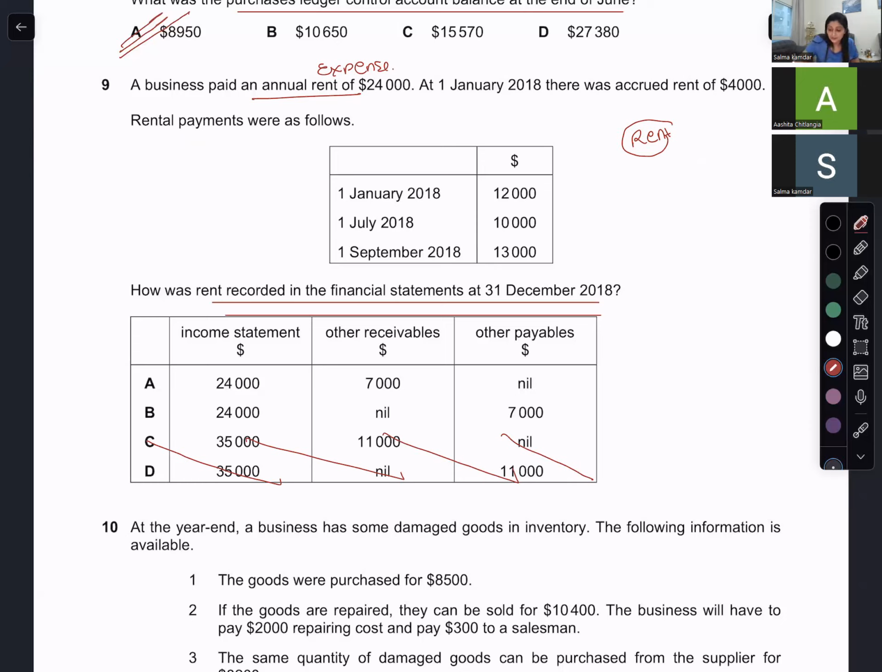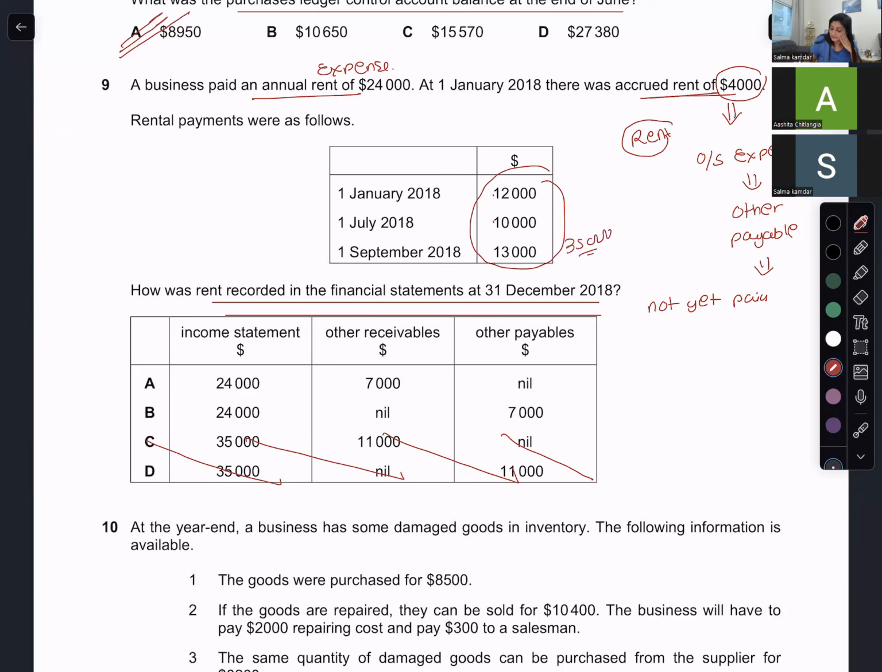Accrued rent means outstanding expense, not yet paid. So you had not yet paid 4,000. Okay. How much have you paid during the year? 35,000.